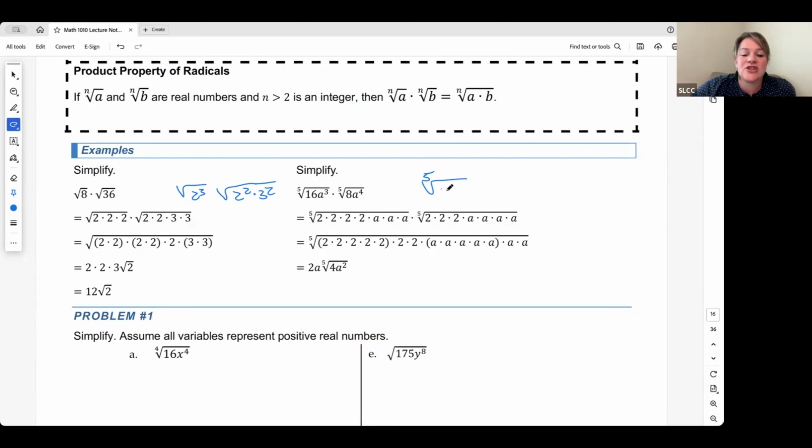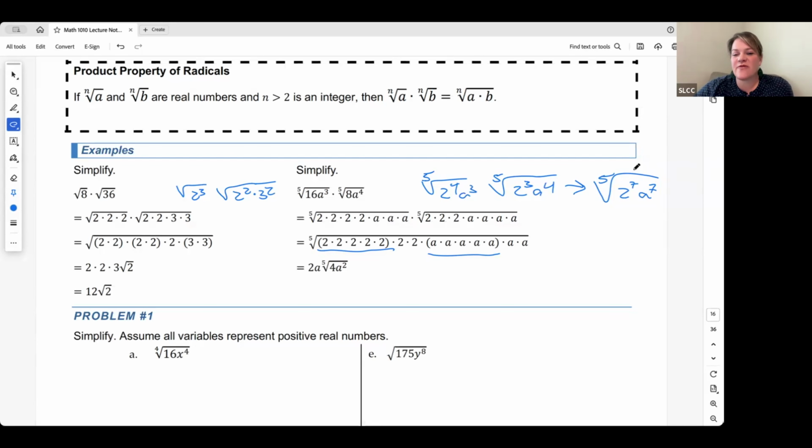If I start out by mashing them all together, I have the 5th root of 2 to the 4 plus 3, right? So 2 to the 7th, and then a to the 3 plus 4, also a to the 7th. Now that I mush them all together, I can group them the way I want according to the index. So I take out a group of 5, and we can see that written out here. Take out the 5 2's, take out the 5 a's.